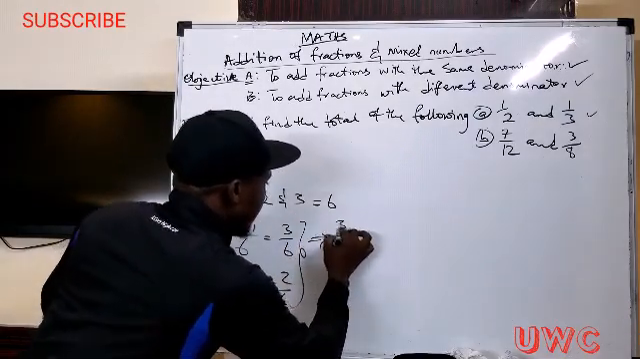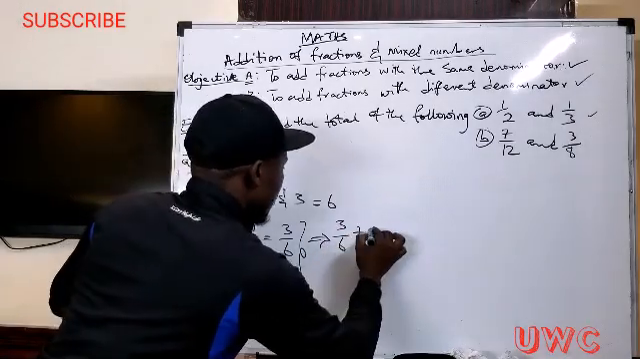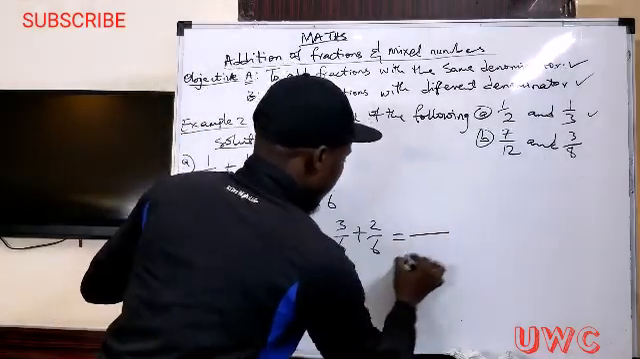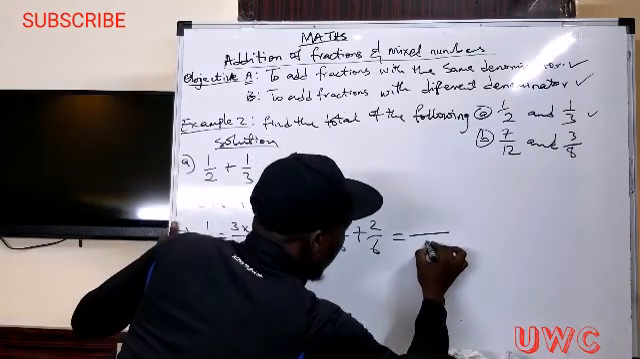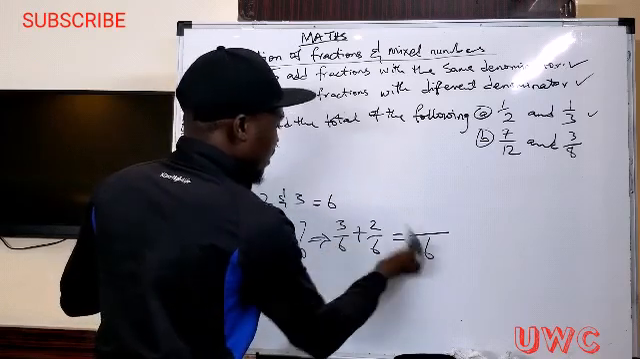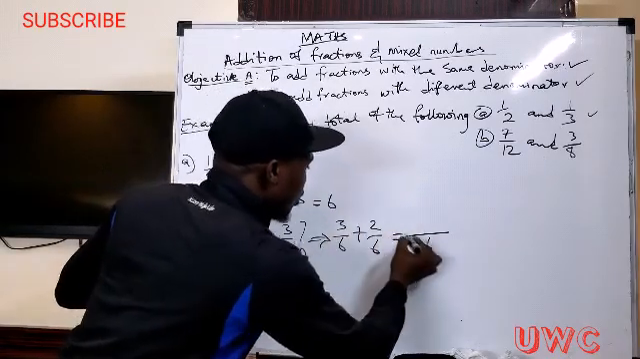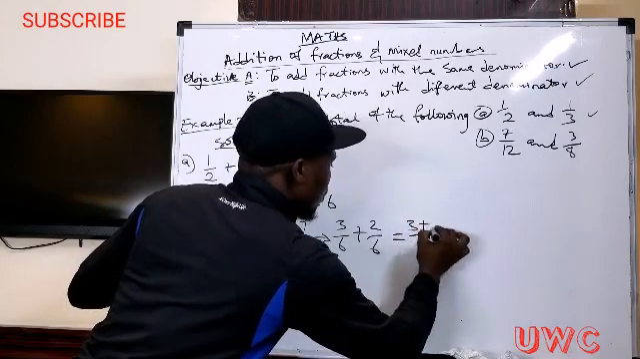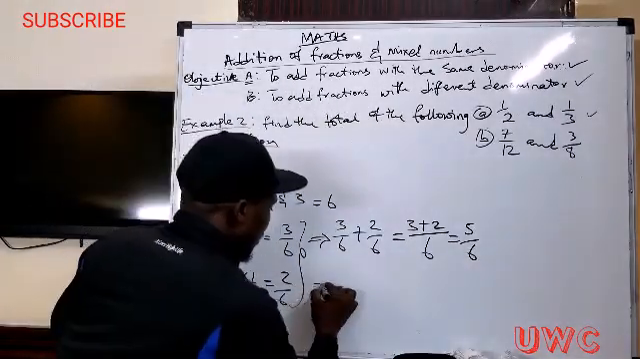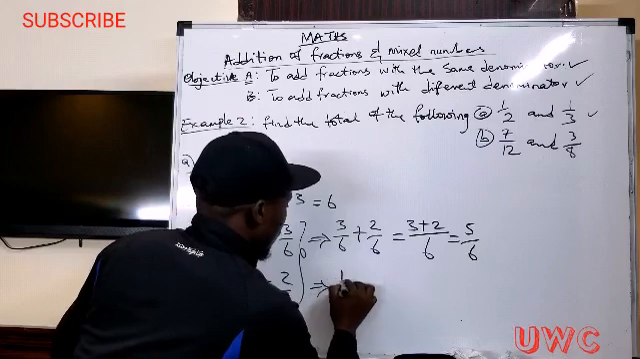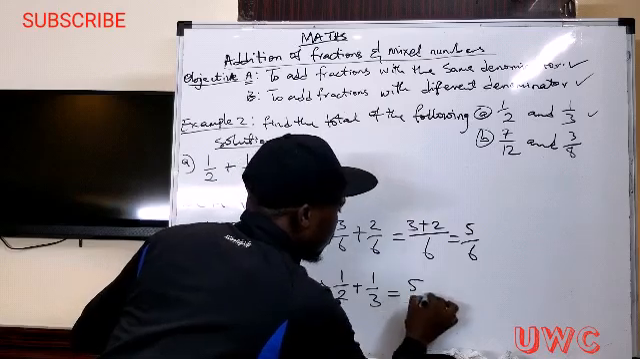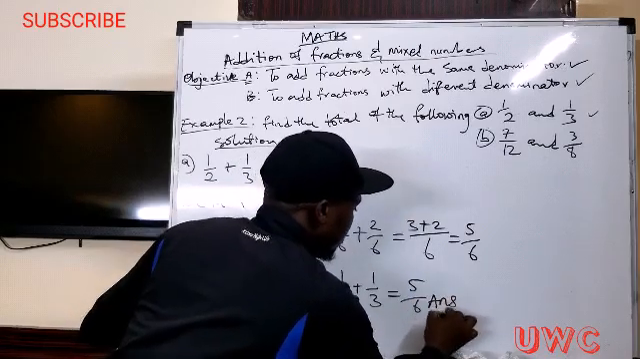This implies that 3 over 6 plus 2 over 6, their LCM now is 6. So what we'll now do is to add the numerators, that is 3 plus 2, which is equal to 5 all over 6. This implies that 1 over 2 plus 1 over 3 is equal to 5 over 6. This is our answer.